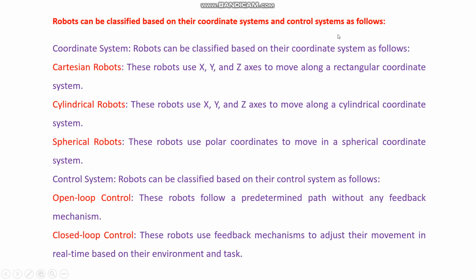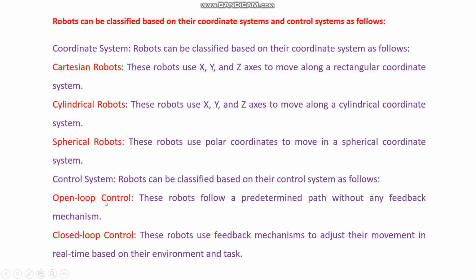This slide I added for the misconception in the syllabus word. They are giving classification, coordinate system and control system. Coordinate system means you have a Cartesian, cylindrical, spherical. We are going to discuss. Of course, this is a basic structure. Two more is there. So next slide I am going to discuss.